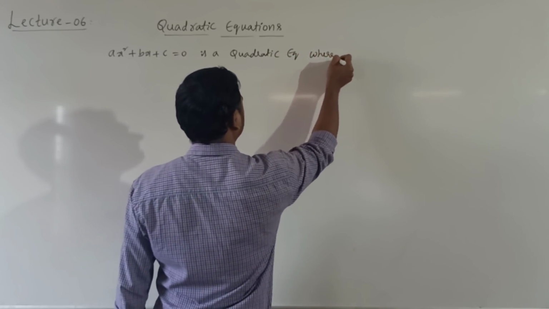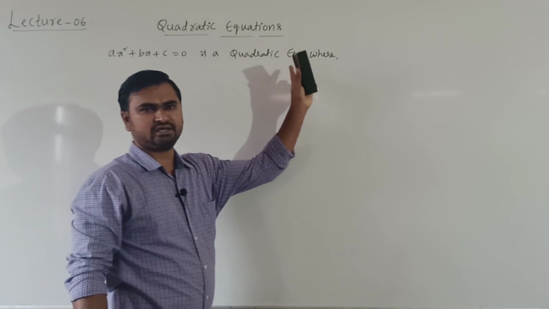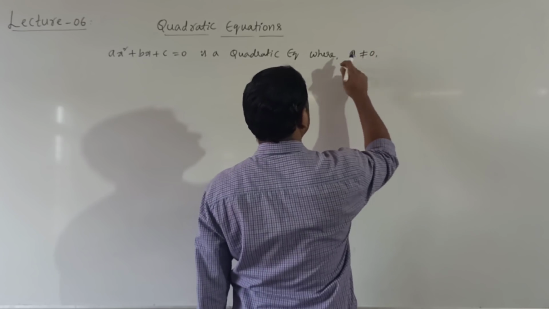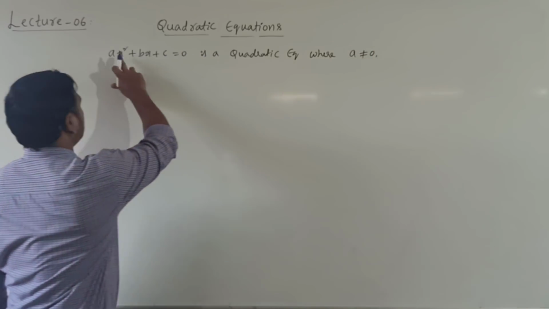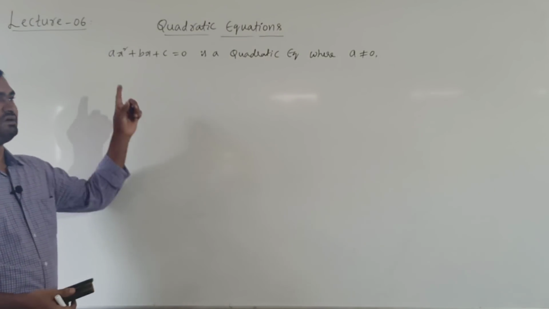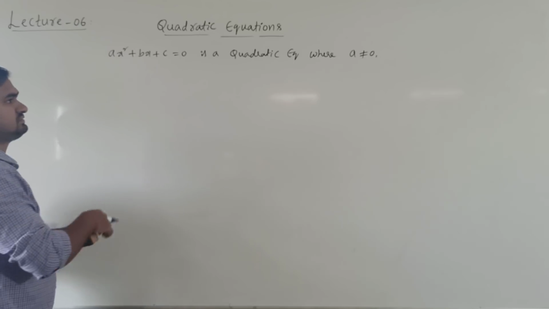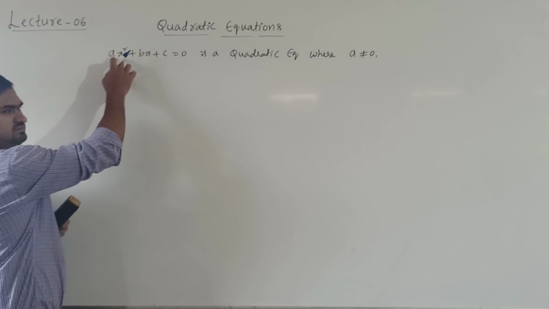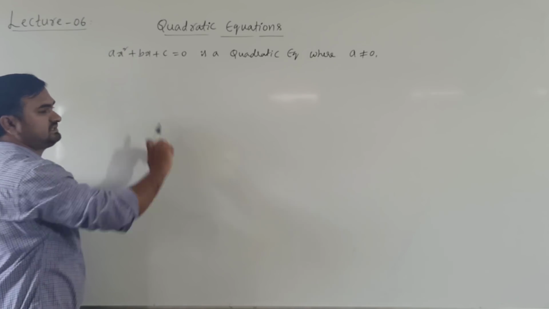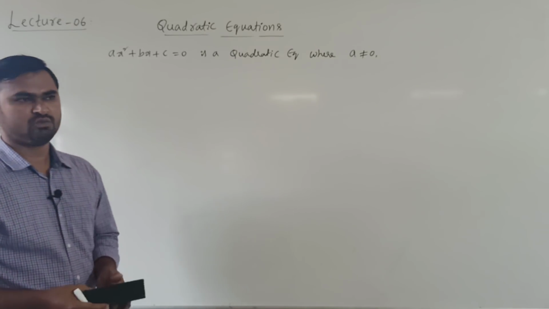Now there are some conditions. For this equation to represent a quadratic equation, one condition is that a should not be equal to 0; the x square coefficient cannot be 0. What if it is 0? Then 0 into x square becomes 0 only. So do we have an x square term? If a is 0, there will be no x square term. No x square term means we have only x and a constant, so it becomes a linear equation. It will not be a quadratic equation.